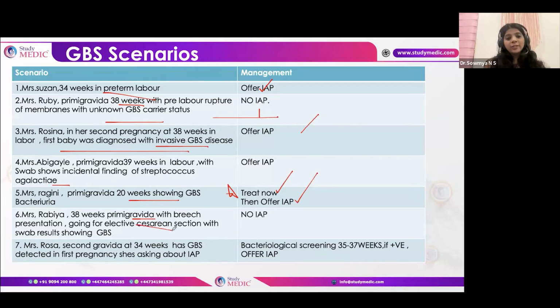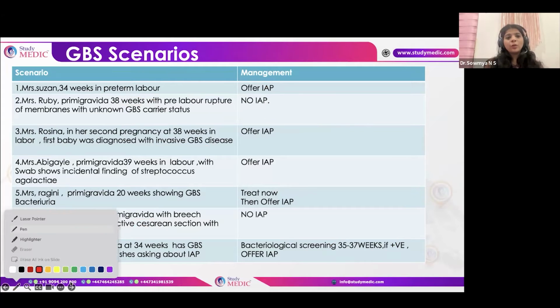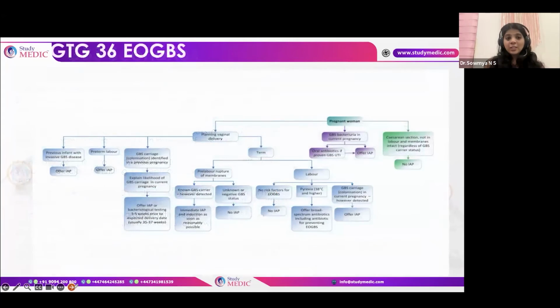Breech going for elective CS with GBS positive. Unless the membranes are ruptured, the baby is not in trouble. So no IAP required because she's going for elective CS. If she was going for a delivery, then you have to give. And when is the ideal time to do screening? Between 35 to 37 weeks. If positive, you go ahead and give IAP. So this is the flow chart.